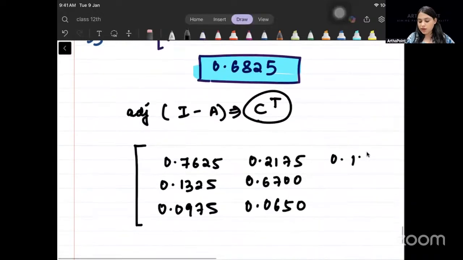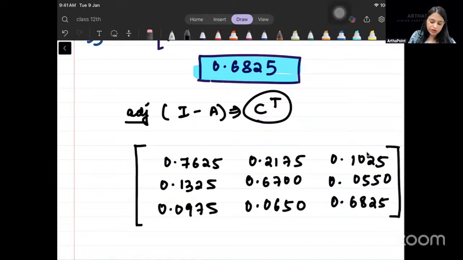So 0.1025, 0.0550 and 0.6825. This is called your adjoint.